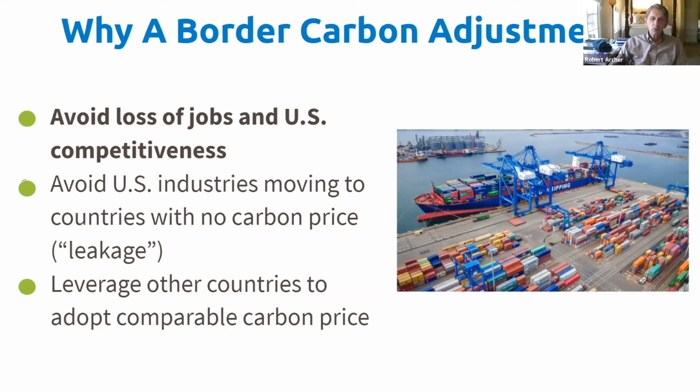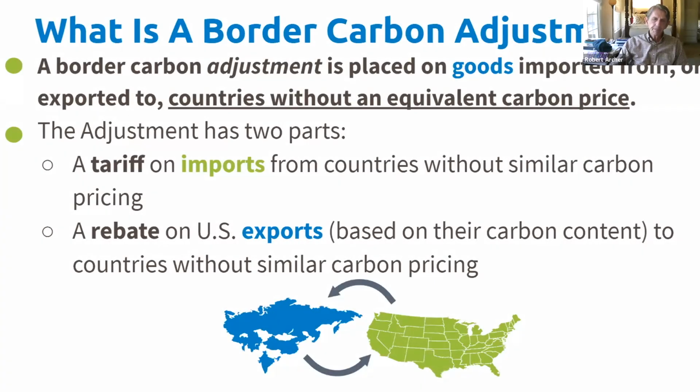So what is a border carbon adjustment? It has two parts, basically. Essentially, a tariff placed on goods imported into the US from countries without an equivalent price on carbon. It also includes a rebate on US exports to countries without an equivalent price on carbon.